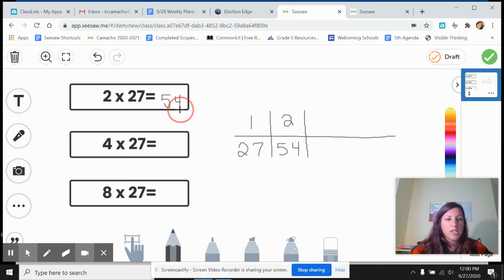So a ratio table is really helpful because I can keep going now. If I know that 2 groups is 54, what if I had another 2 groups and now I have 4 groups? Well, if 2 groups is 54, then these 2 groups are also 54. So 54 plus 54, I know 50 plus 50 is 100, and I know 4 plus 4 is 8. So that is 108. So that right there is my answer to my next problem.